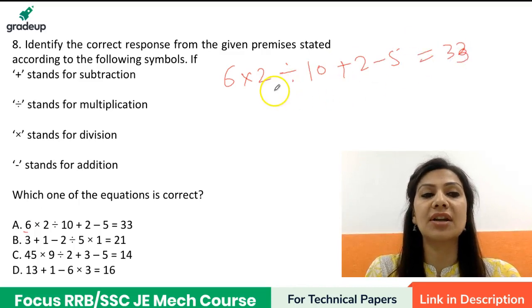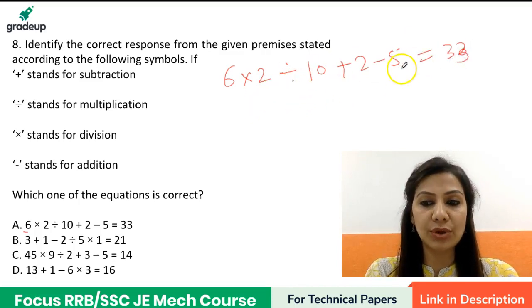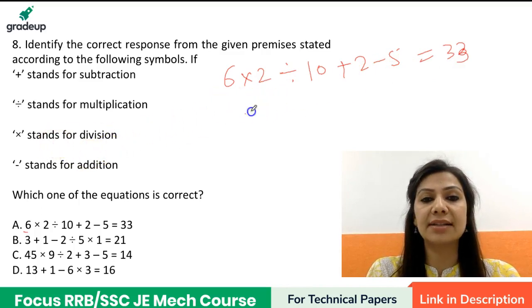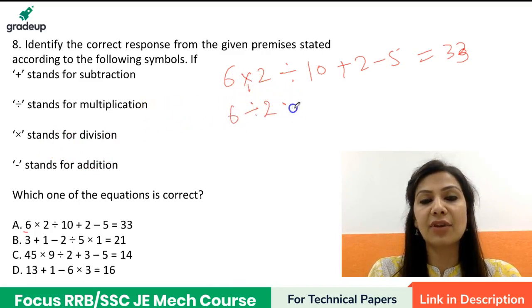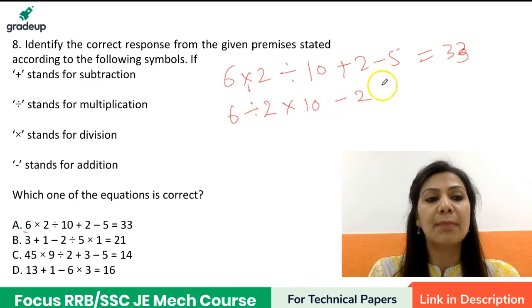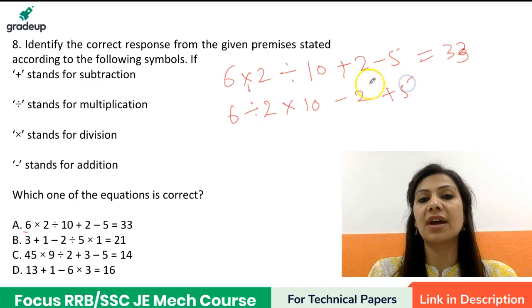Anytime you are converting the meaning, LHS should be equal to RHS. So let's convert the meaning. Multiply stands for division, so for multiplication you will write divide. So it is 6 divided by 2. Divide stands for multiplication, plus indicates subtraction, minus indicates addition. This is what we are having now.